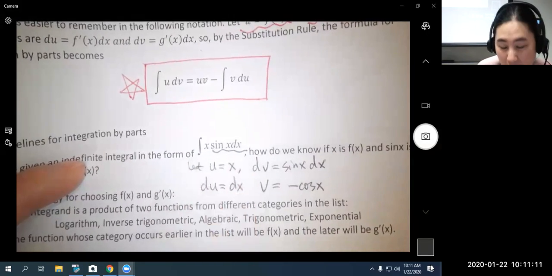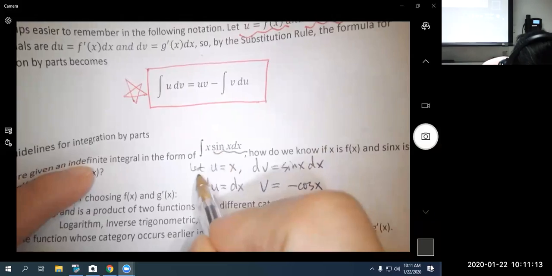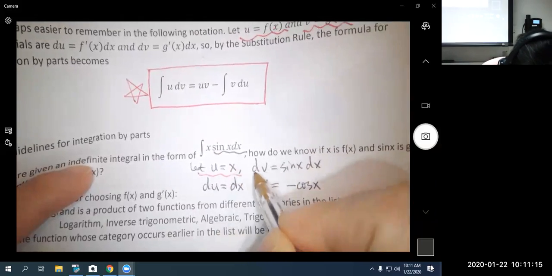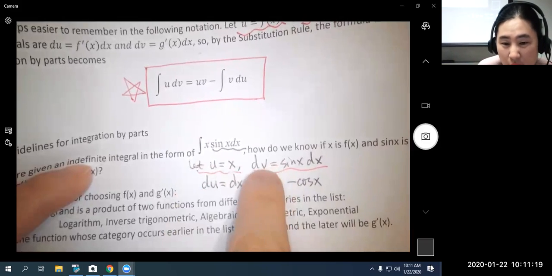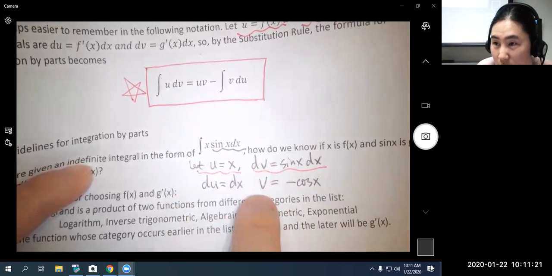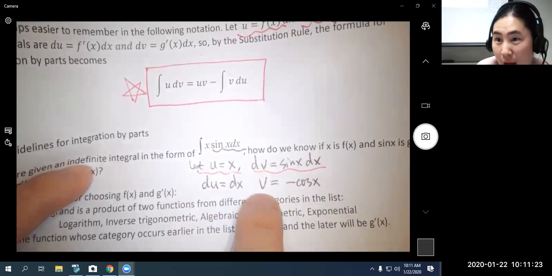Okay, so that means once we figure out what is u and what is dv, we differentiate u and also integrate dv. Always like this. You're going to practice a lot today, okay? You'll see. It's always like that.